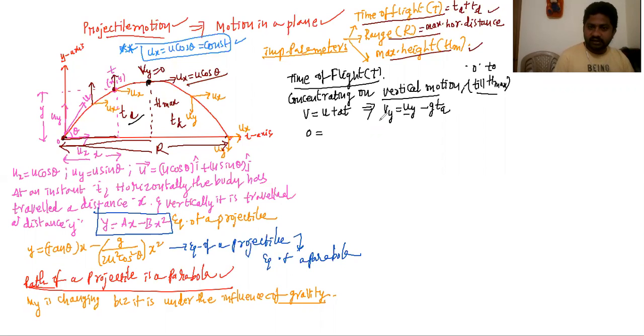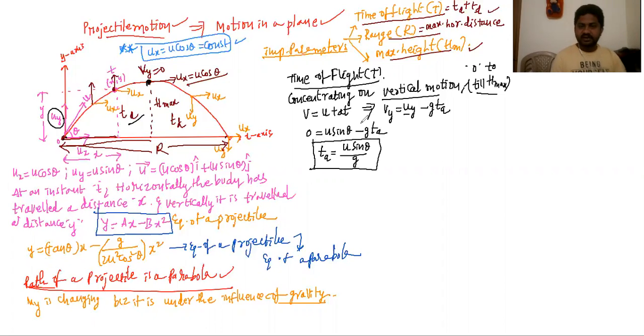Zero is equal to uy. What is the initial velocity along the y component? This is uy. Uy is u sine theta minus g into time of ascent. From here I can write time of ascent is equal to u sine theta divided by g. Very important derivation, my dear students. Time of ascent is done.